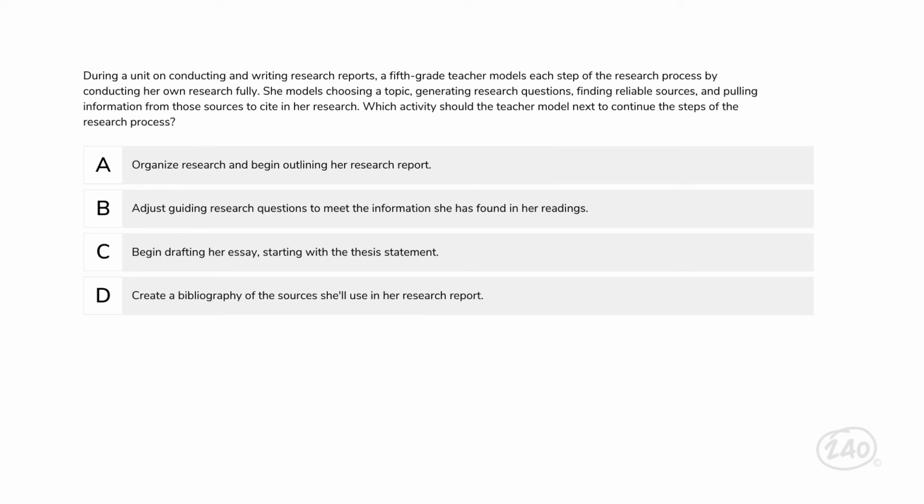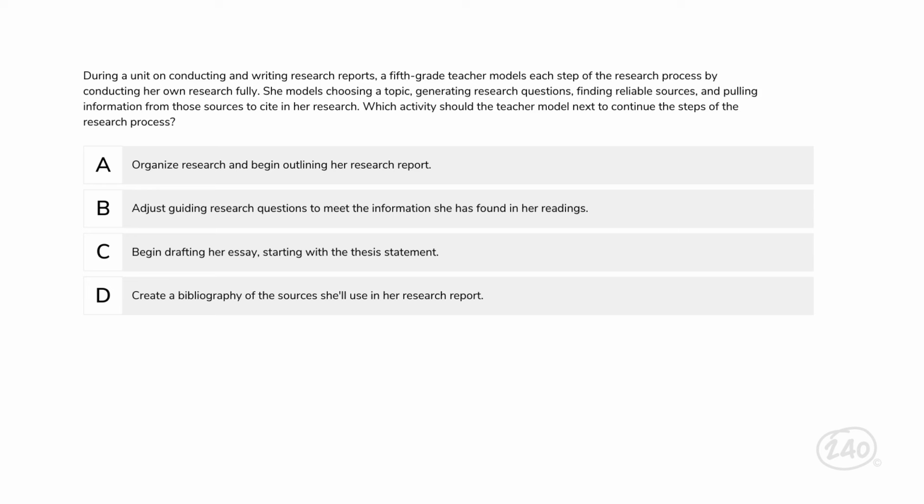During a unit on conducting and writing research reports, a fifth grade teacher models each step of the research process by conducting her own research fully. She models choosing a topic, generating research questions, finding reliable sources, and pulling information from those sources to cite in her research. Which activity should the teacher model next to continue the steps of the research process?